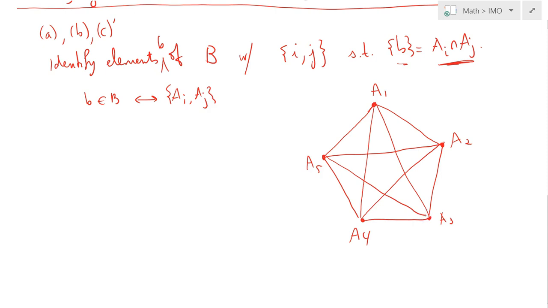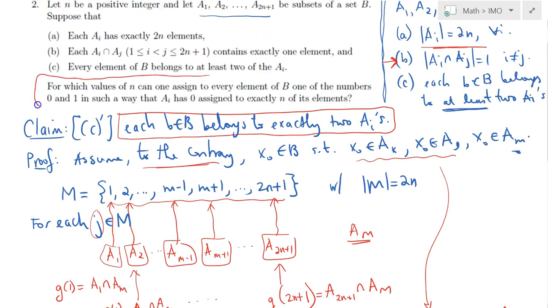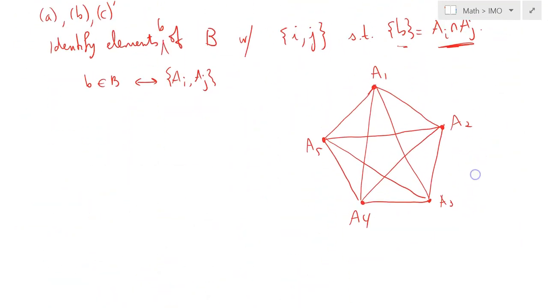Okay, so now when you read the problem again, let's go back to the problem statement, this weird statement. Now it's time to tackle it. For which values of n can one assign to every element of B one of the numbers 0 and 1 in such a way that A_i has 0 assigned to exactly n of its elements? So the elements in A_i, for instance A sub 1, are the edges emanating from vertex A1, right? Is that clear?